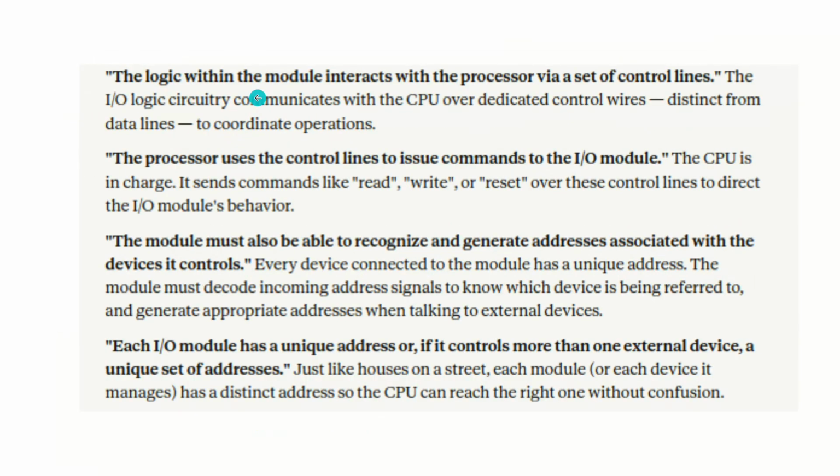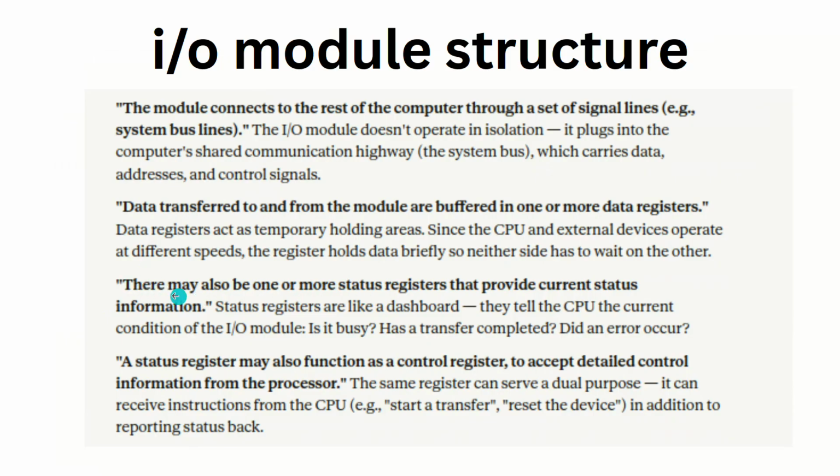The next thing we have to understand is that there can be one or more status registers that provide the current status information. They are like a dashboard. They tell the CPU the current condition of the IO module. Is it busy? Has a transfer completed? Did an error occur? If the IO module is busy, what does that mean?